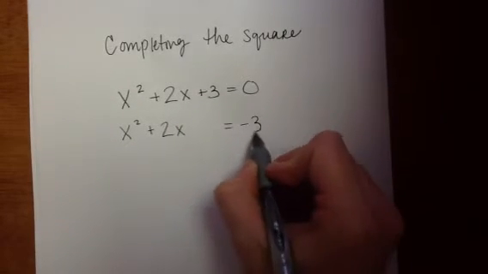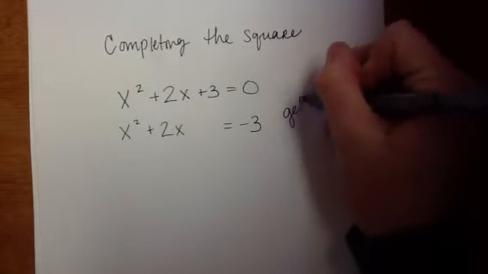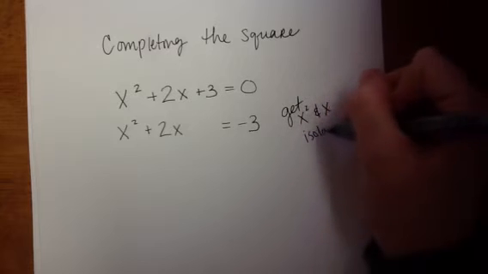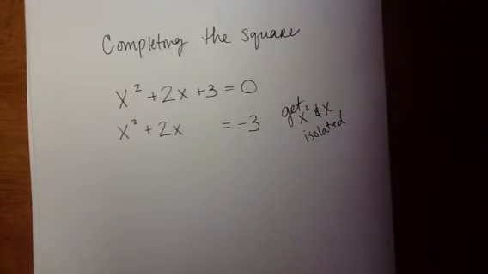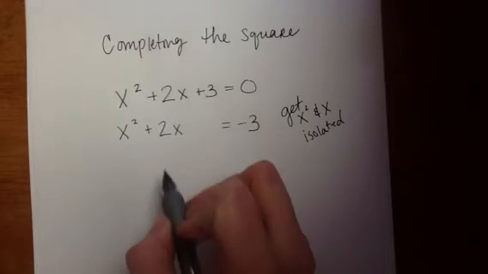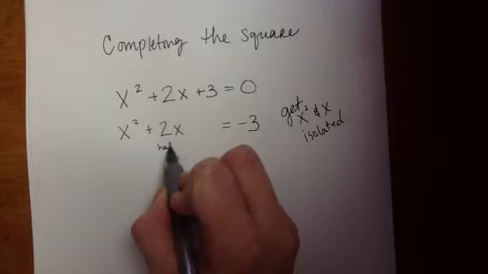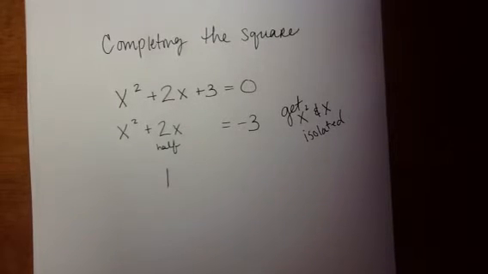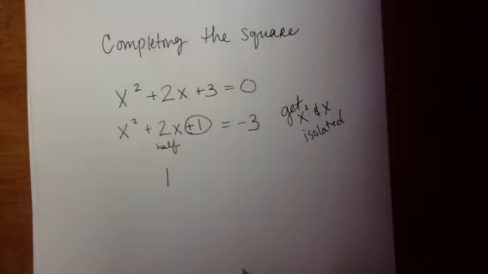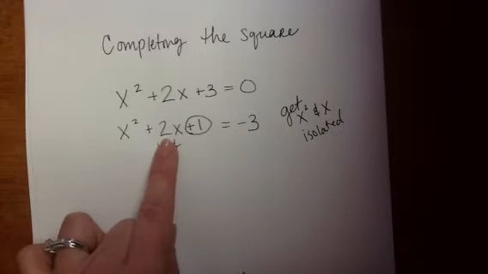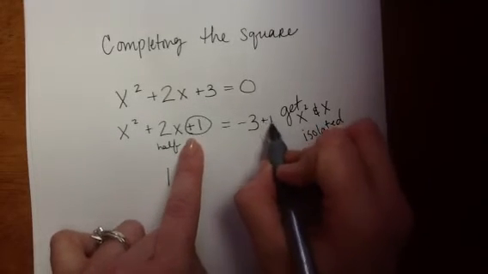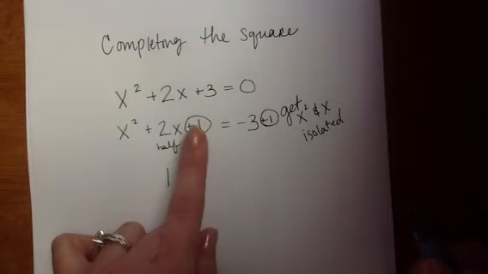You want to subtract that 3 and move it to the other side. So you want to get the x squared and the x isolated. You want them to be by themselves. Then you think about 2, and if you're going to factor it, what is half of 2? Well, it's a 1. Then think about that number squared. 1 squared is 1. So you take the b, cut it in half, and you get a 1. 1 squared is 1. You add that to both sides, because what you do on the left, you got to do on the right.